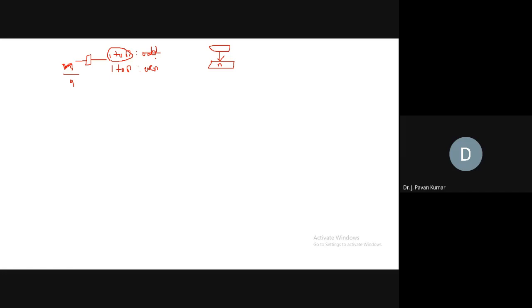I think you understood the problem. If the number is odd, then you have to display all the odd numbers from 1 to n. If the number is even, you have to display all the even numbers from 1 to n. Now, if the input is 6, then 2, 4, 6. That's it. So now you draw the flowchart.